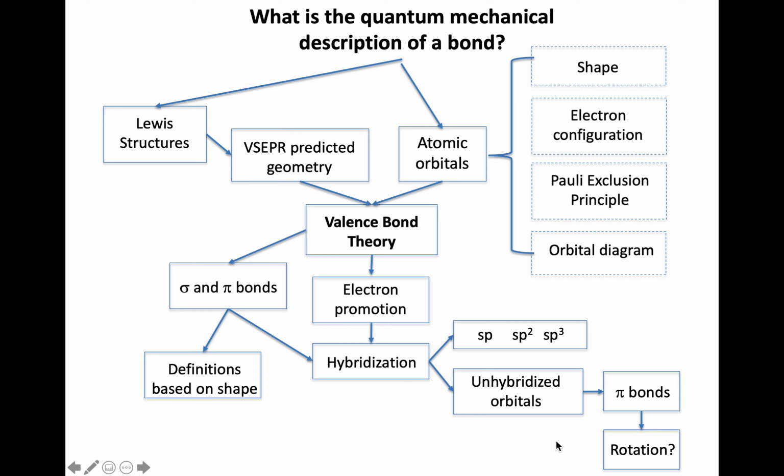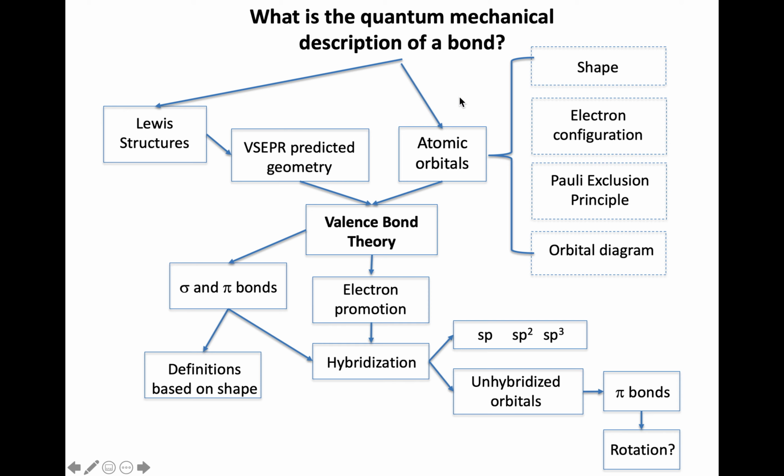When we try to look at a quantum mechanical description of a bond, I think this roadmap is one of my best as it shows how the ideas are related. We saw that we could begin with a simple picture of bonding involving Lewis structures, and that was helpful to be able to predict the geometry when we applied VSEPR theory.